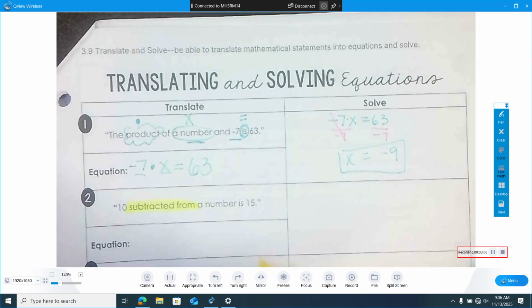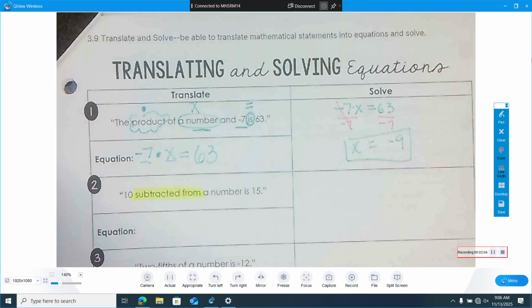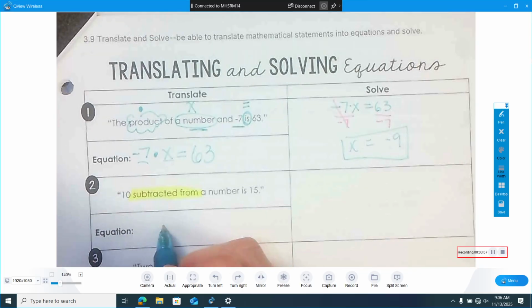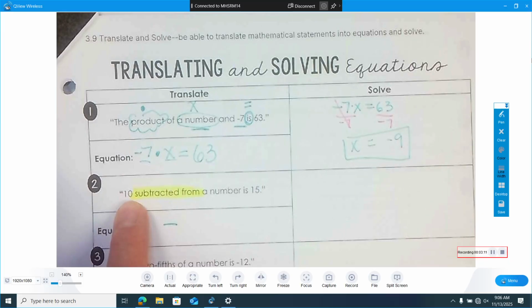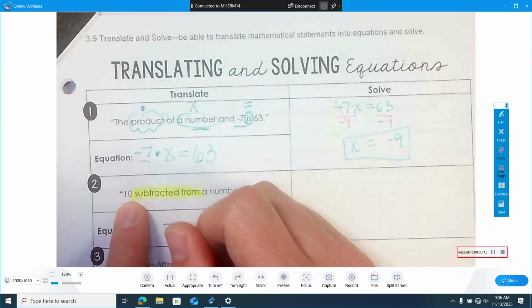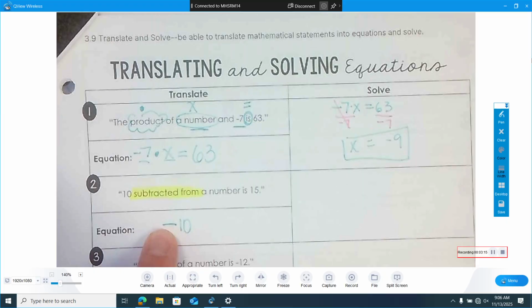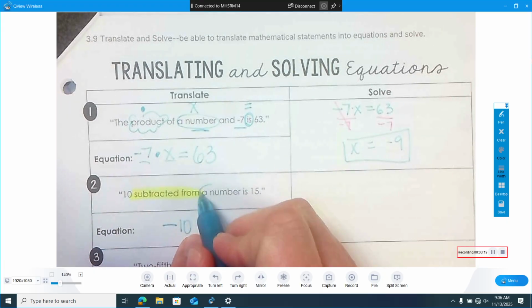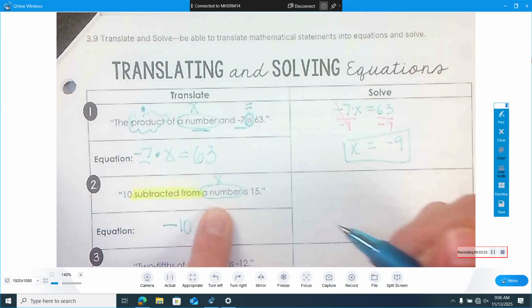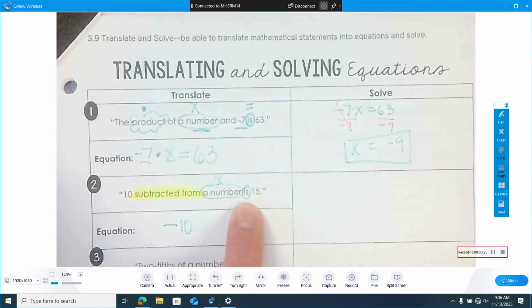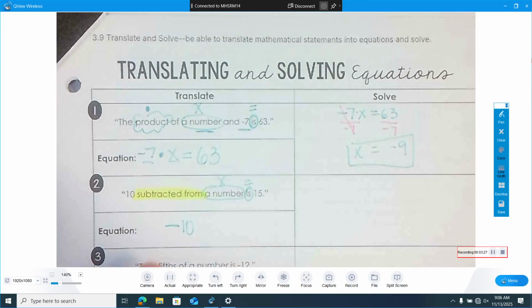All right, 10 is subtracted from. Subtracted from was a very tricky phrase. This one was a turnaround phrase. So we are going to be subtracting some things, but does the 10 go at the beginning or at the end? Yeah, 10 is subtracted from, so that goes at the end. Subtracted from a number. What are we going to use for a number? X. And then we have is. What is? Equals 15.